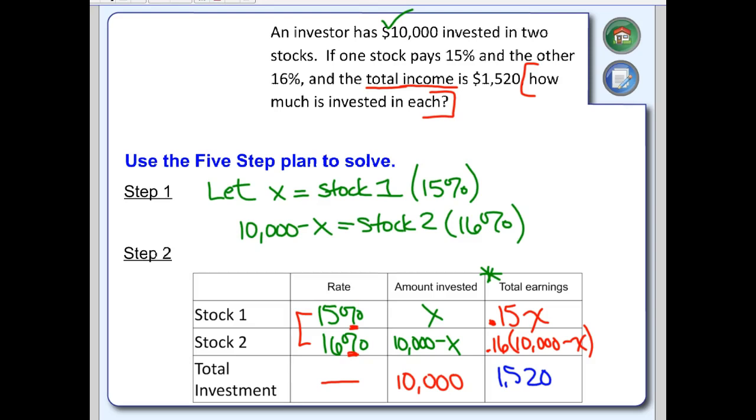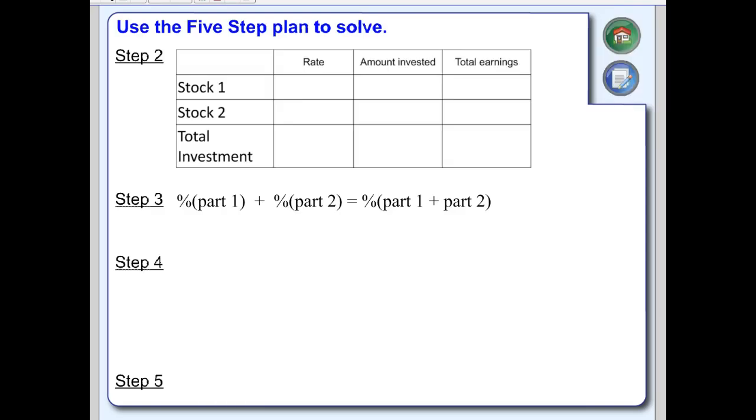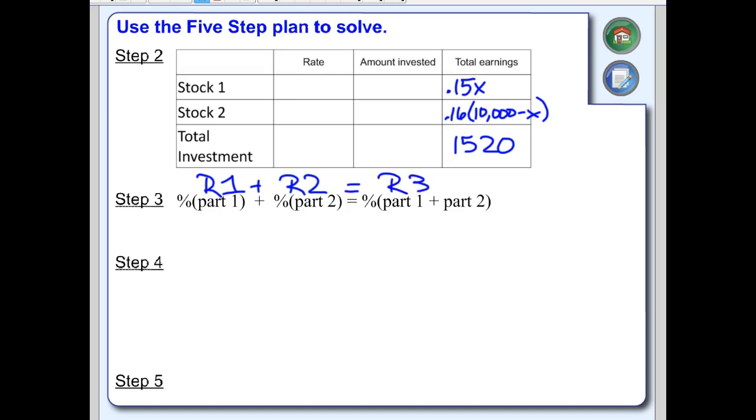Okay, I need to go to the next line, but you've got yours filled in. Let me go ahead and put this up here so we have it to make our equation. And again, this was 16%, 10,000 minus x, and this was 15. Once again, when I go to get my equation, it's always going to be row 1, which this time was stock 1, plus row 2, the investments he made in stock 2, equals row 3, his total earnings.